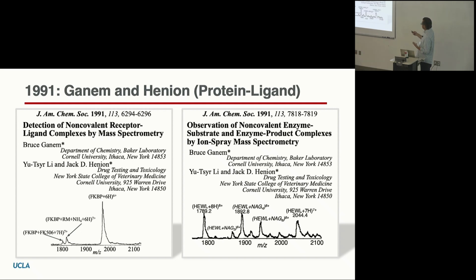This other paper that came in the next issue of JACS was an enzyme substrate complex. So they took hen egg white lysozyme incubated with some saccharides, and you could see the enzyme lysozyme chewing up the saccharide, but pieces of the substrate were still bound to the enzyme, and so they could capture that in the spectra. So they can capture interactions of small molecules to a larger protein and make the measurement by native mass spectrometry before the term came out.